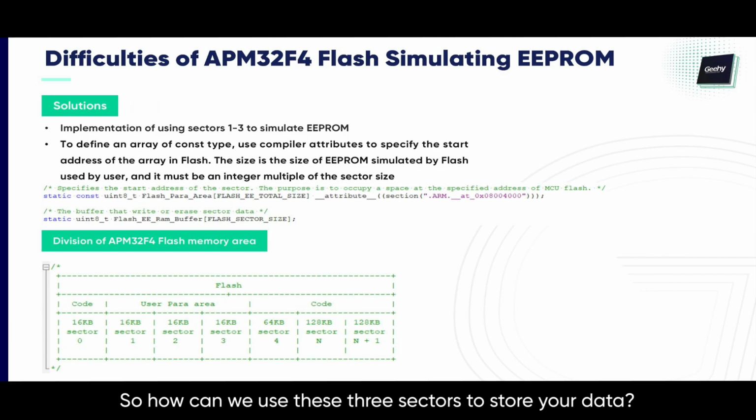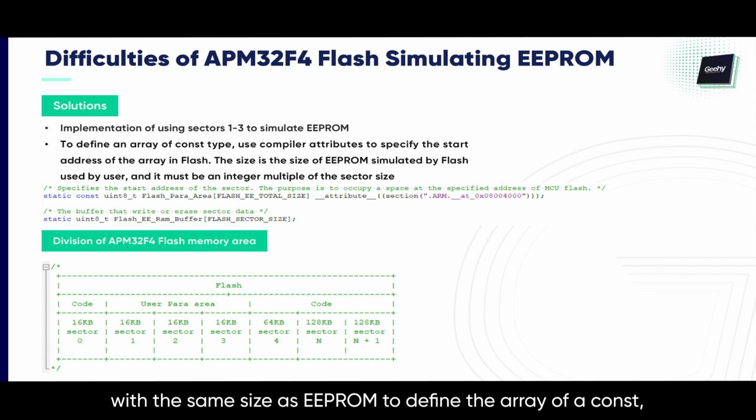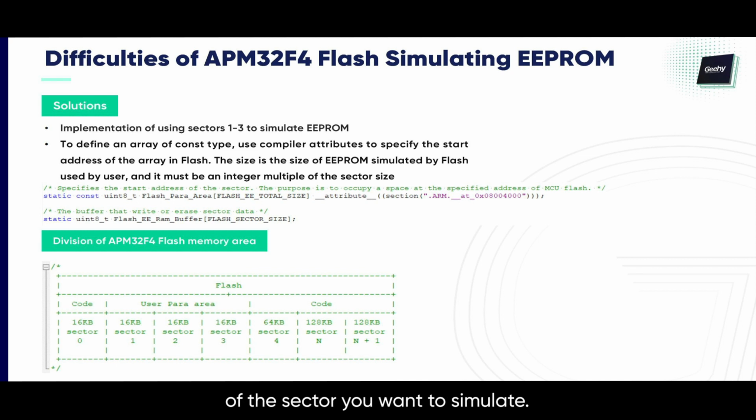So how can we use these 3 sectors to store your data? When the compiler is compiling, it will generate link code from 0x08000000. These 3 sectors may be occupied by the code area. Therefore, we can first define an array of const with the same size as the EEPROM. And then you can specify this array to the start address of the sector you want to simulate. The compiler provides some extension keywords and can specify where the array you defined is stored.